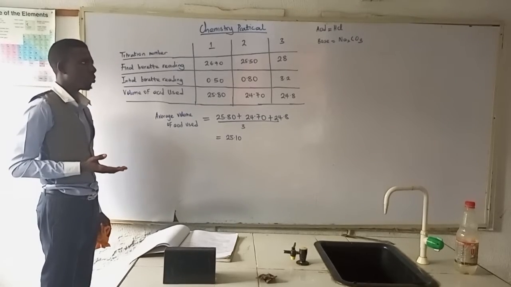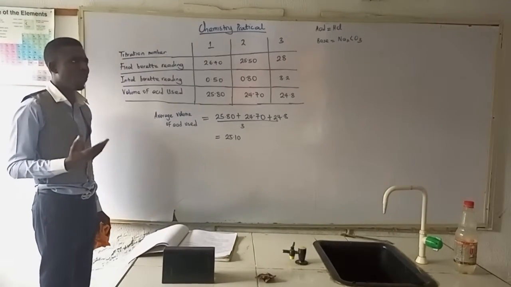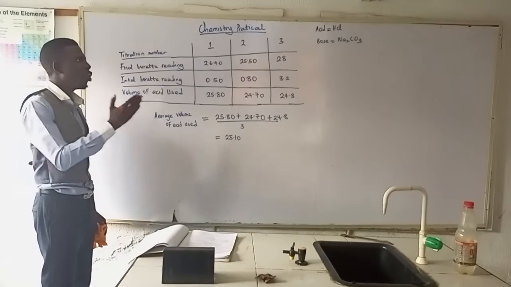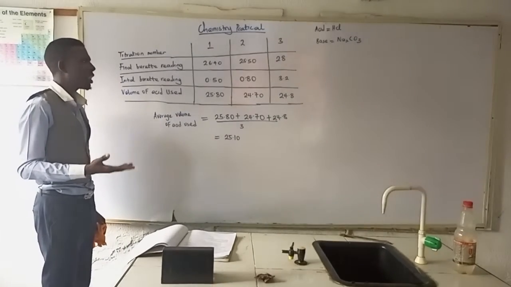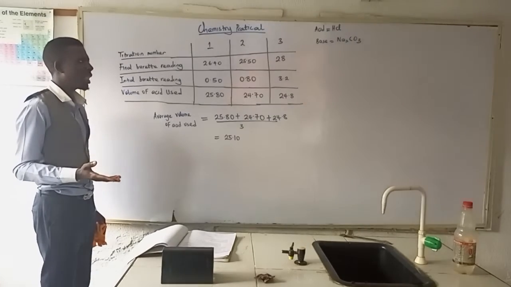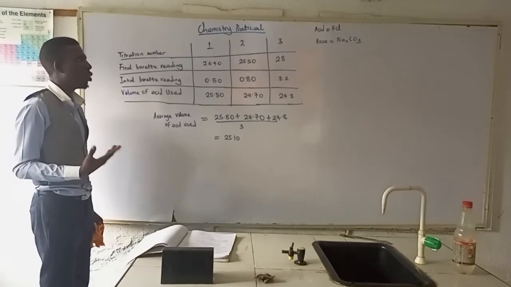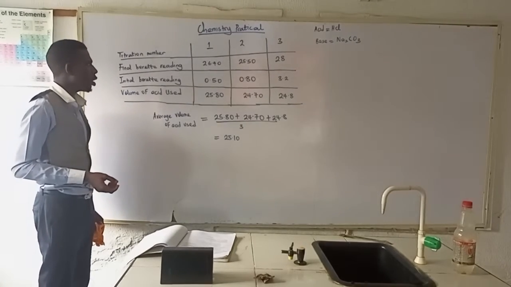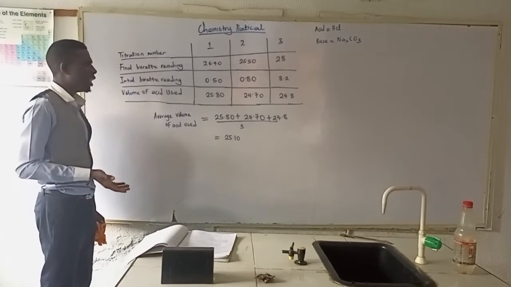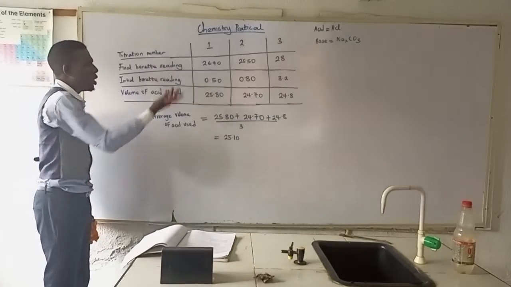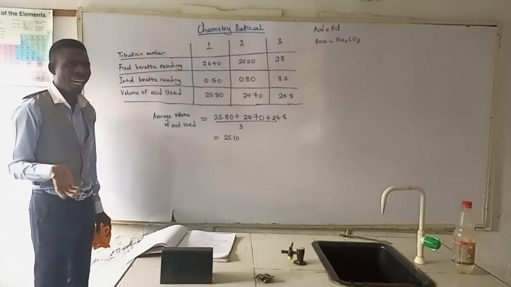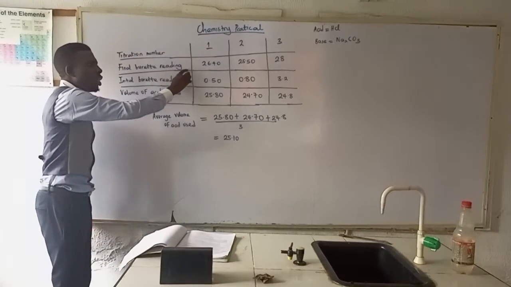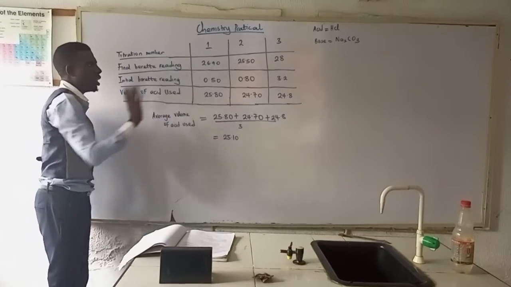Number two, the volume of pipette used in this particular experiment was not indicated. The volume of the pipette, whether it is 20 centimeter cube or 25 centimeter cube, was not indicated. That's number two error. Number three, the unit of the burette reading was not indicated, whether it is measured in centimeter cube or in dm cube. Nobody knows, because the unit of the reading was not indicated.